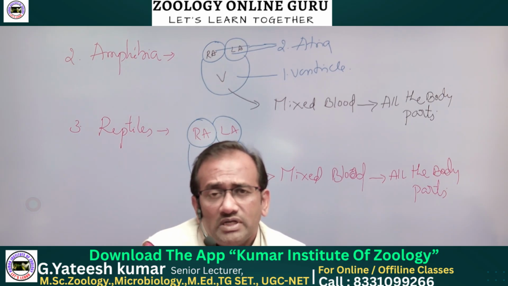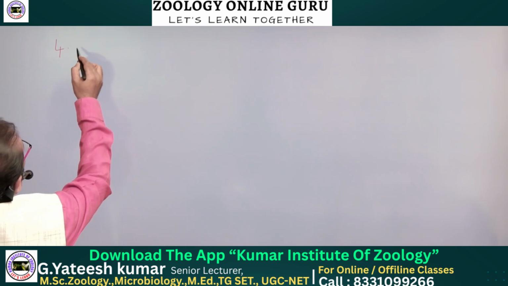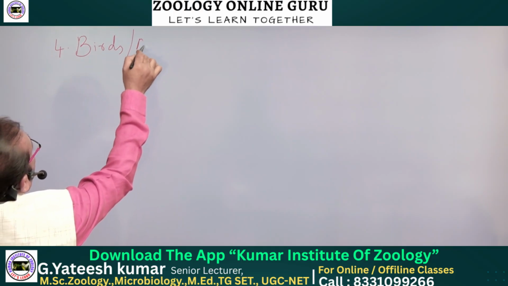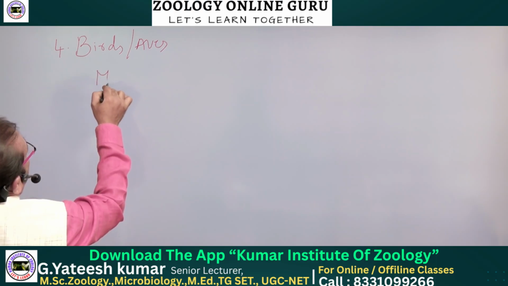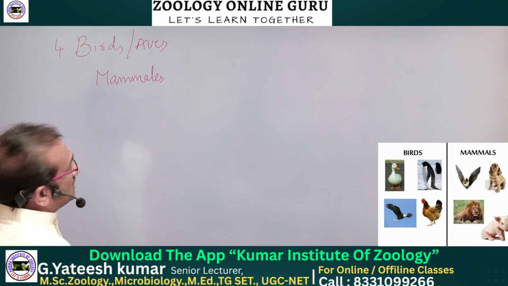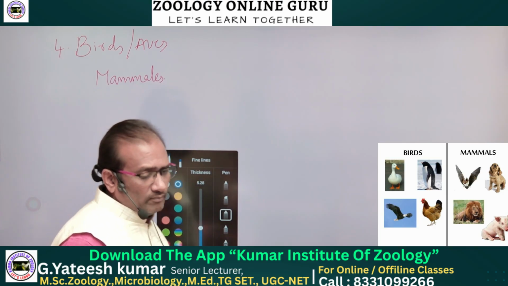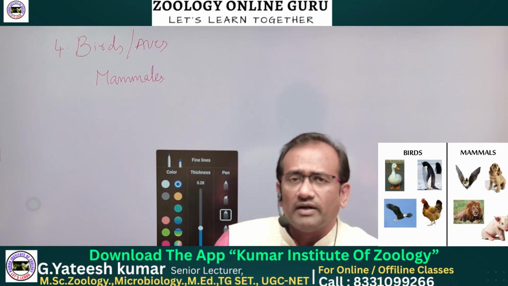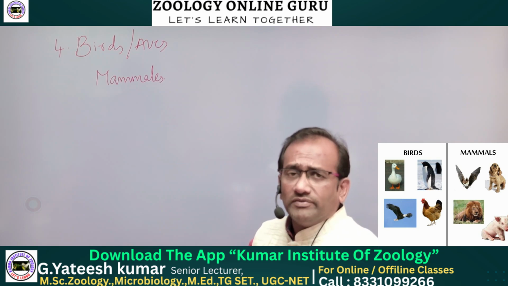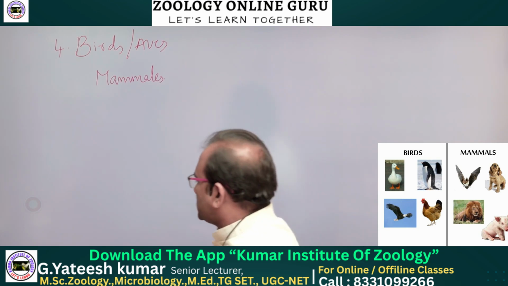And lastly, birds and mammals. Fourth one, birds are aves and mammals. Here completely divided four chambered heart is present. So in the aves and mammals, completely divided four chambered heart is present.